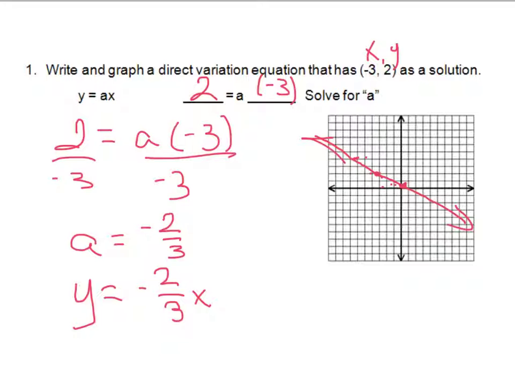Notice every time if you have a direct variation, your line is going to go through the origin every single time. Sometimes it's going to be a positive slope, or in this case, a negative slope going down from left to right. But it's always going to go through the origin right there.